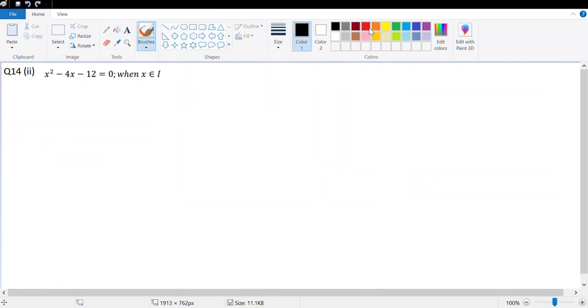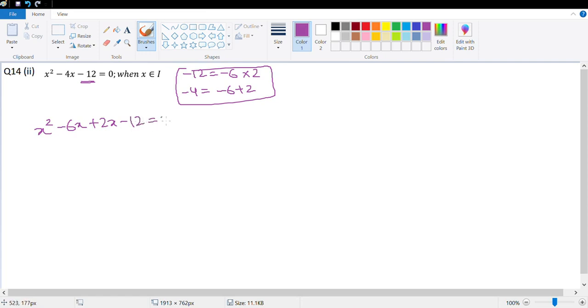The next one that we're doing is question number 14, part 2. It says find the value of x when x belongs to integer. So I need to find factors of −12, the sum of which would be −4. So −12 can be written as −6 × 2, which means −4 can be written as −6 + 2. Perfect. So let's split −4 as x² − 6x + 2x − 12 = 0.